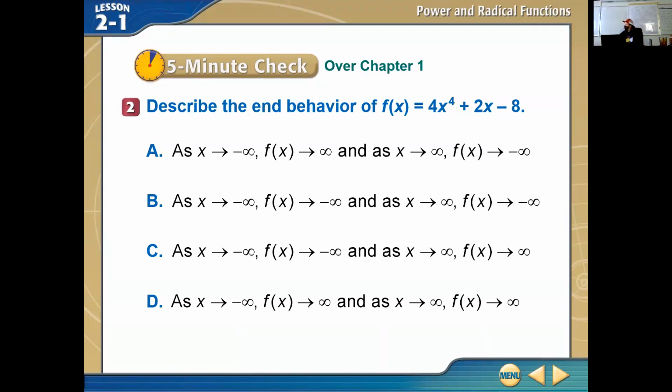End behavior of these graphs is always going to be determined by the leading coefficient and the exponent of the leading term. If it's even, both ends are going to go the same way. If it's odd, one's going to start low and end high, or start high and end low. Since this is an even one, and my a value is positive, I know that as x goes towards negative infinity, f of x goes towards positive infinity. And as x goes towards positive infinity, f of x also goes to positive infinity. So that should correspond to answer D.